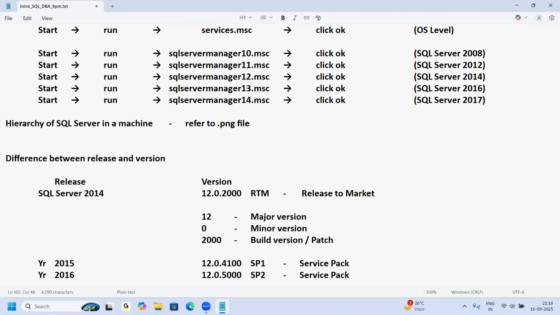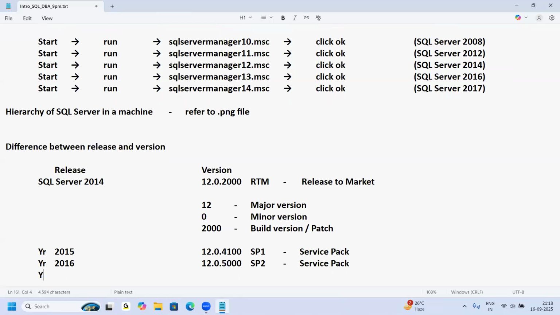And then I would say, in the year 2018, 12.0.6024, they introduced as Service Pack 3. Service Pack 1, Service Pack 2, Service Pack 3.